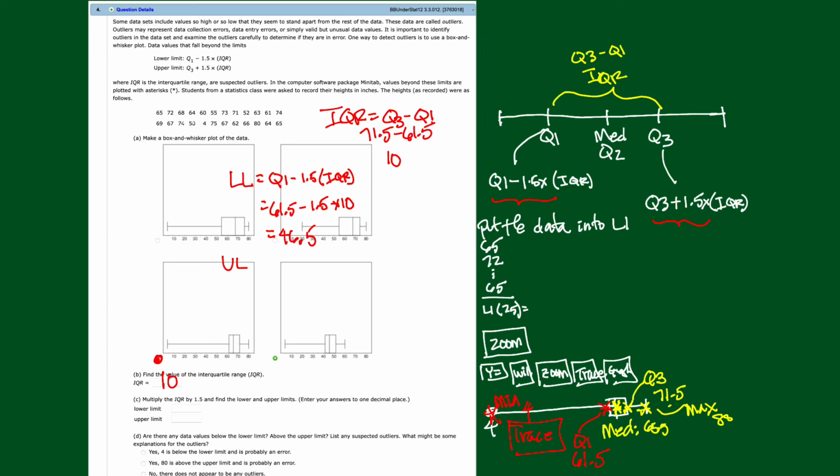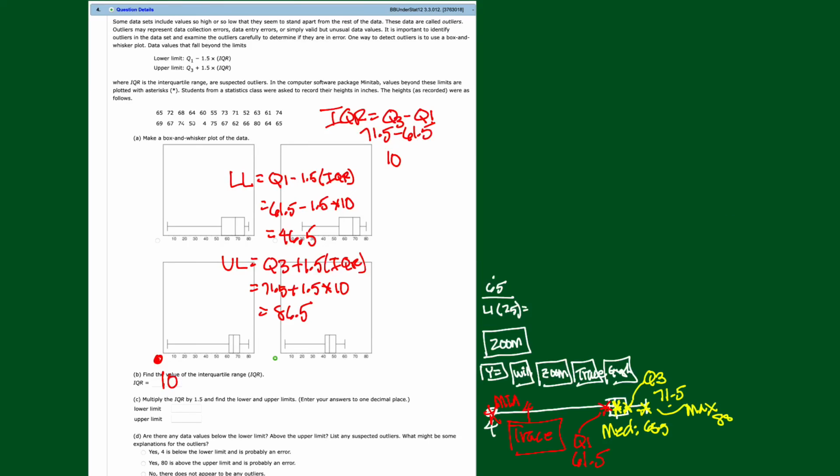How about UL, upper limit? The upper limit is Q3 plus 1.5 times the IQR. What was Q3? We have to go back to our picture if you don't remember. Oh, 71.5. So that was 71.5 plus 1.5 times 10. And that turns out to be 86.5. I'm going to erase a few things so we can get a picture here.